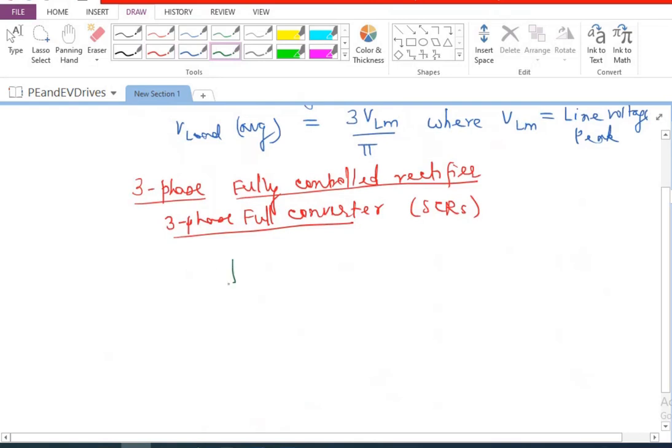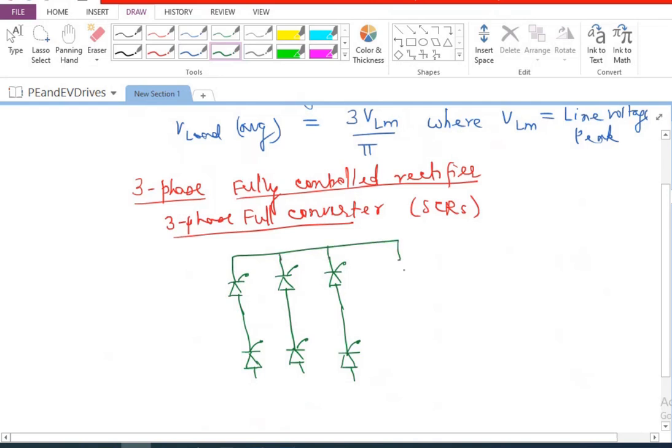So we have one SCR here and one more SCR at the bottom. Similarly, we have one SCR at the top in the second phase, one more SCR at the bottom in the second phase. This is the third phase where we are going to have one SCR like this and one more SCR like this. Now we will connect the load here. Let me just show the load generically like this. It could be R, RL or RLE. So I'm going to have a circuit like this.